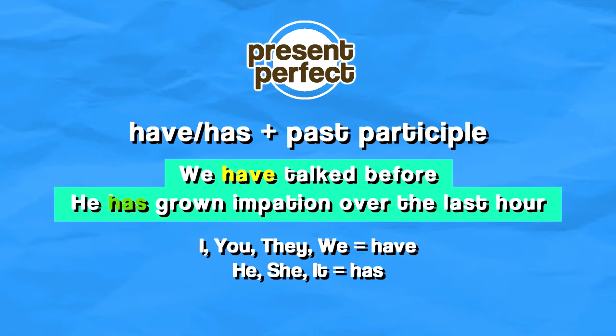This tense is formed by have or has plus past participle. I, you, they, we use have. He, she, it use has. Past participle is one of the principal parts of a verb. Past participle is used in the present perfect tense and the past perfect tense.